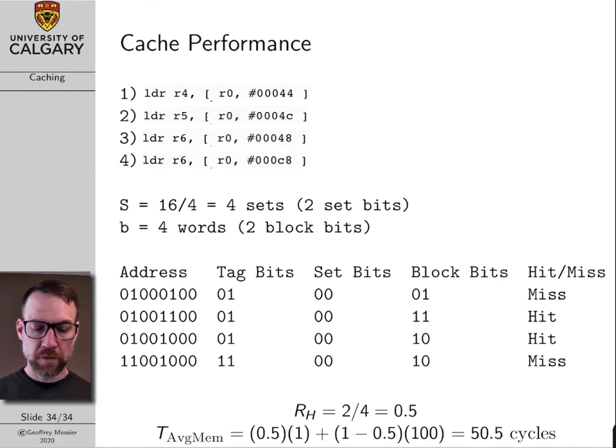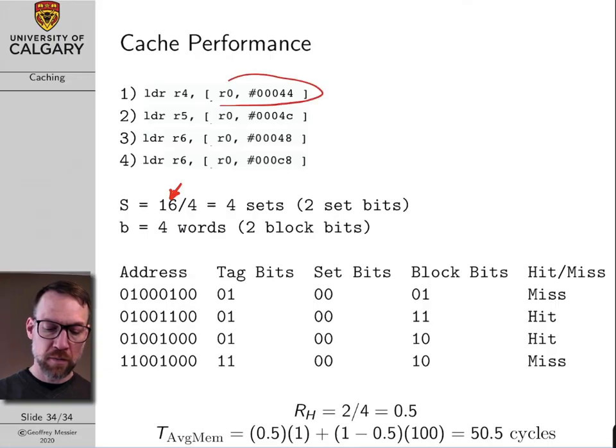In this example, we've got 4 load word commands for a series of addresses. In this case, we have a 16-word cache and 4-word blocks. That means we have 4 sets, each consisting of 4 words. So we're going to have 2 set bits and 2 block bits. I'm not going to bother showing the entire 32-bit binary address. I'm just going to show the first 8 bits.